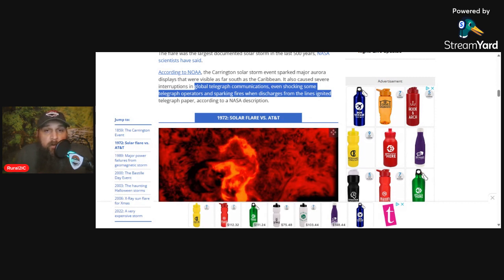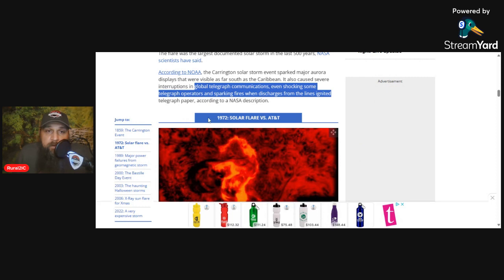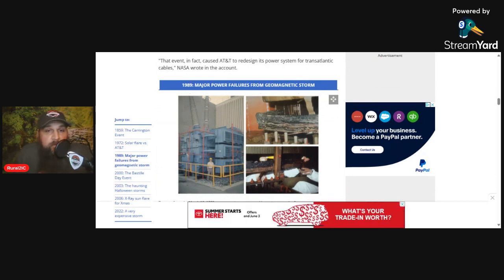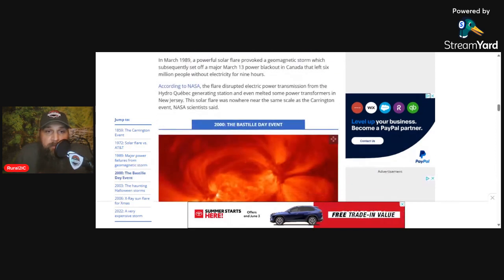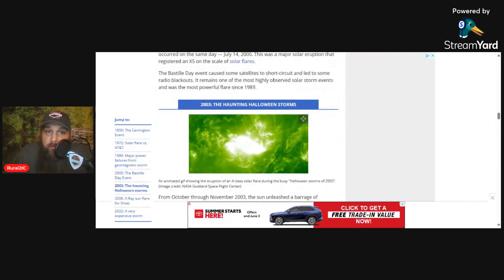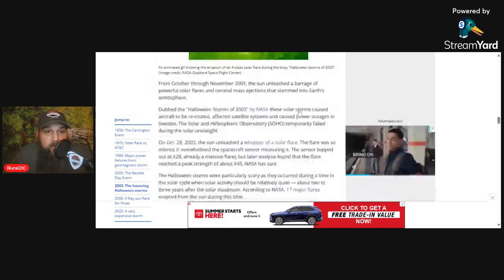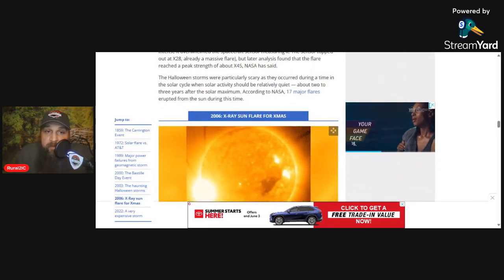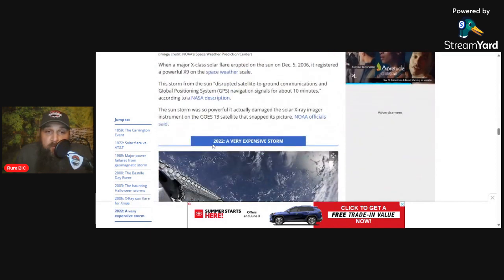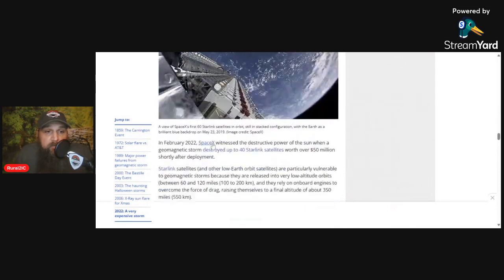We don't know what new technologies do, if it's more susceptible, if it's safer, but these happen all the time. So if you look right here, 1972 solar flare versus AT&T, 1989 right here from a geomagnetic storm. Keep going down. 2000, the Bastille Day event. Keep going. 2003, the haunting Halloween storms. 2006, X-ray sun flare for Christmas. 2022, a very expensive storm.